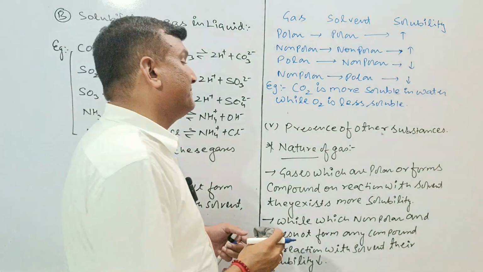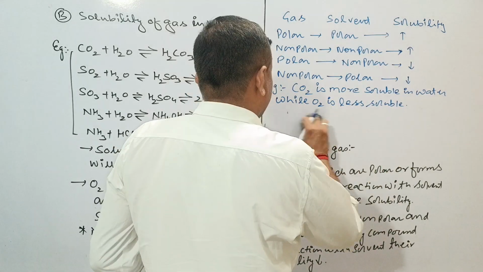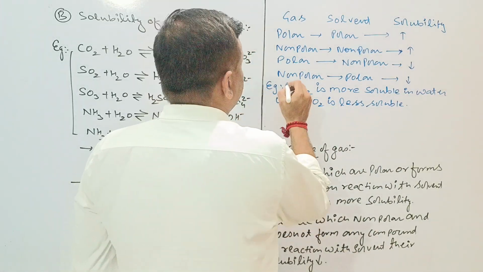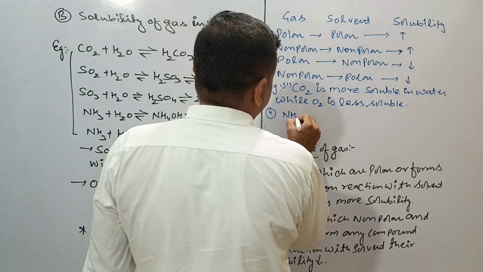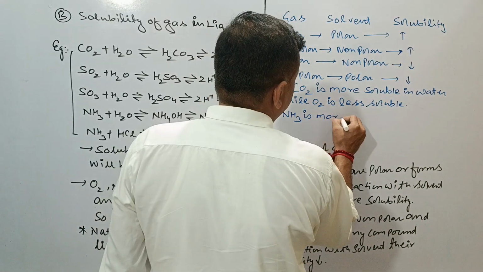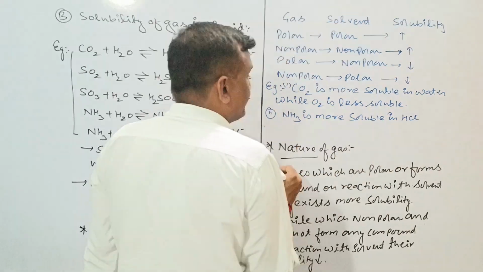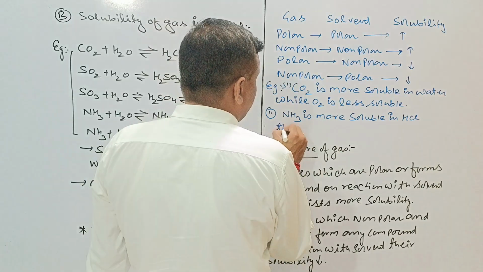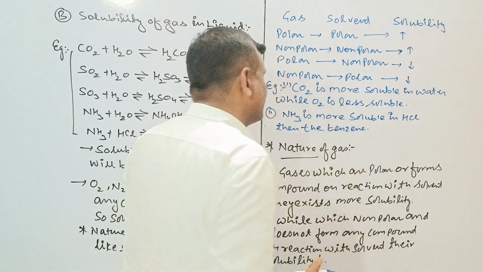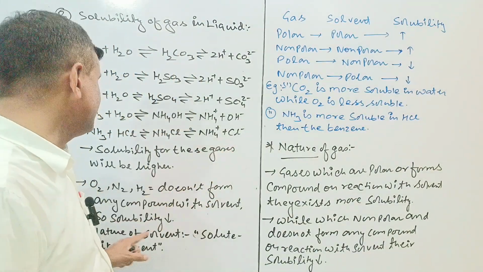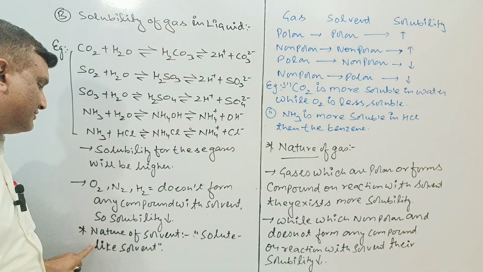We can go with another example. That is your second example: NH3 is more soluble in HCl because both are polar, and more soluble than in benzene because benzene is non-polar. So this was about the first factor, nature of gas, and the second factor, nature of solvent.